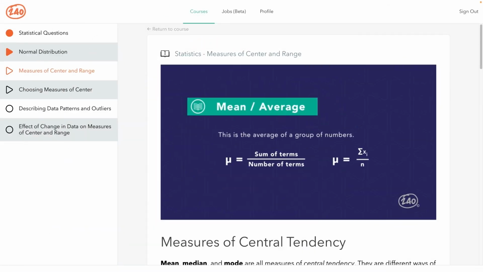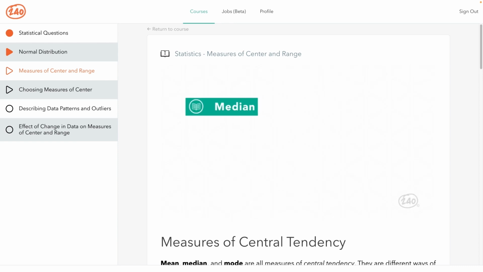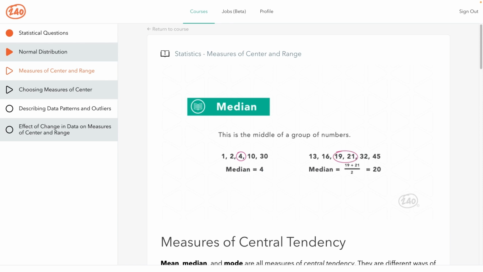The mean is more commonly known as the average. It is often represented by the Greek letter mu and is calculated by dividing the sum of the terms by the number of terms. To find the median, start by ordering the numbers from least to greatest. In a set that has an odd number of terms, the median is the middle value of that set. When there is an even number of terms, the median is found by calculating the mean of the middle 2 numbers.